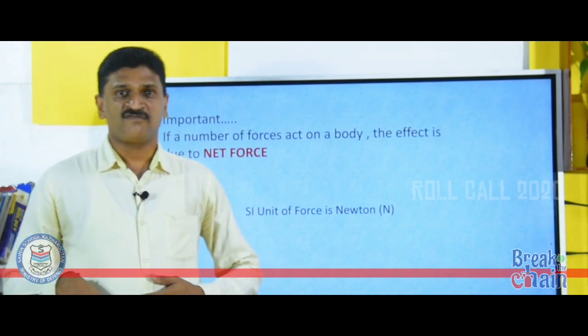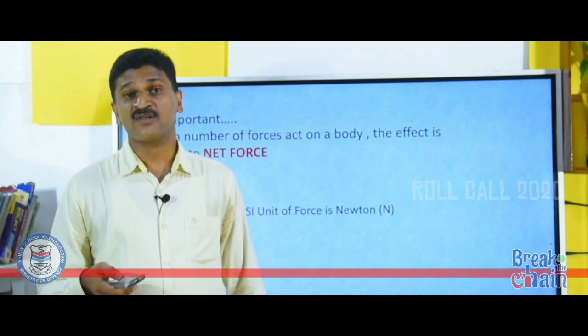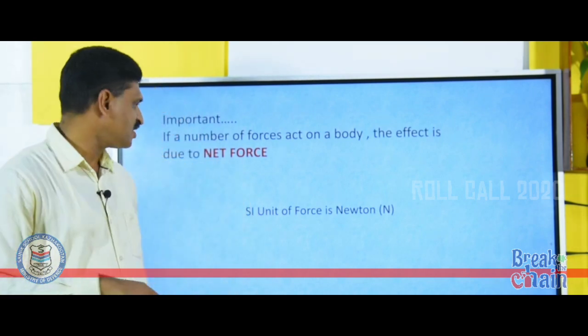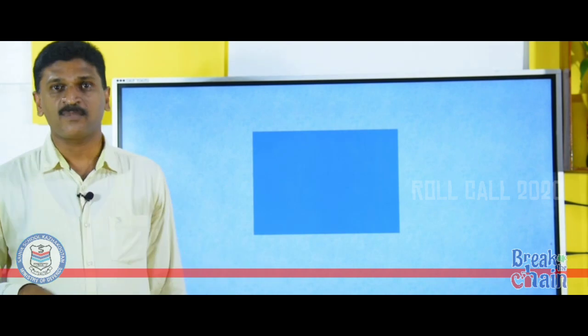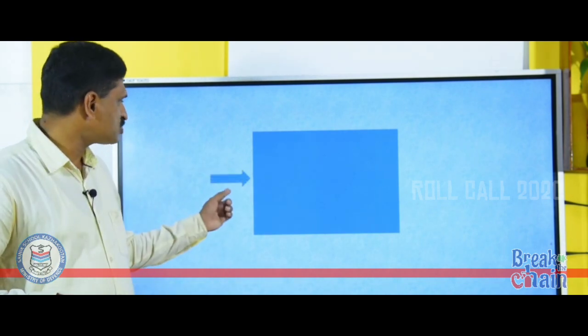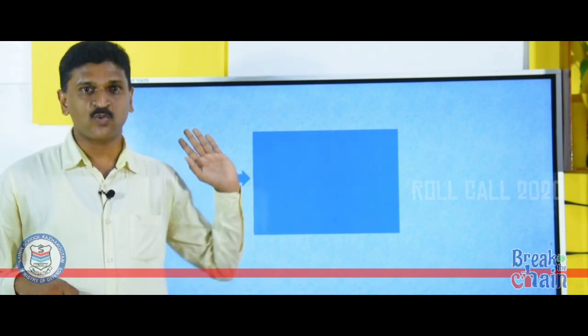What is the SI unit of force? SI unit of force is Newton. How does it get that unit? It is in memory of the great physicist Sir Isaac Newton. So, SI unit of force is Newton. Let us consider a block. This block is being acted upon by a force of 100 Newton from one side, that is towards my left.